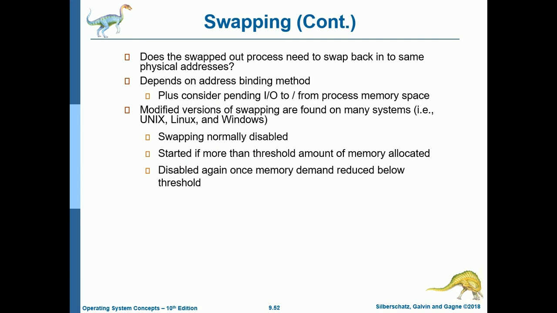Modified versions of swapping are found in many systems such as Unix, Linux, and Windows. Swapping is normally disabled for these systems. It will only start if more than a threshold amount of memory is allocated. If the physical memory is enough, then swapping is disabled. But if it exceeds the needed memory space, then it will be enabled, and it will be disabled again once memory demand reduces below the threshold.